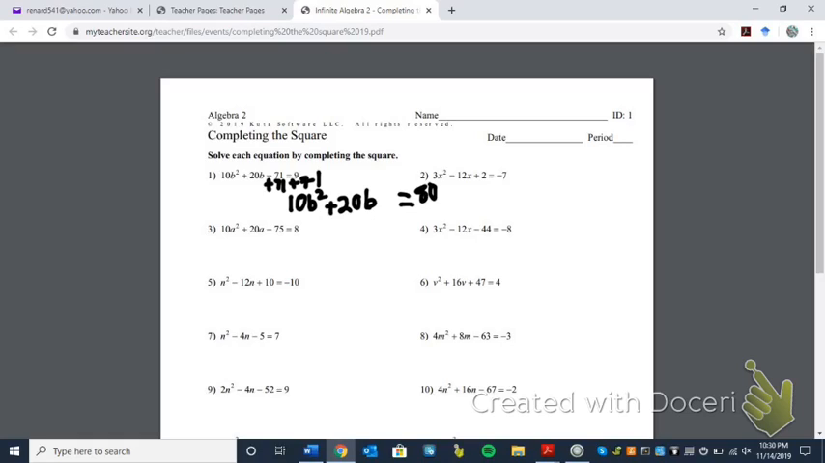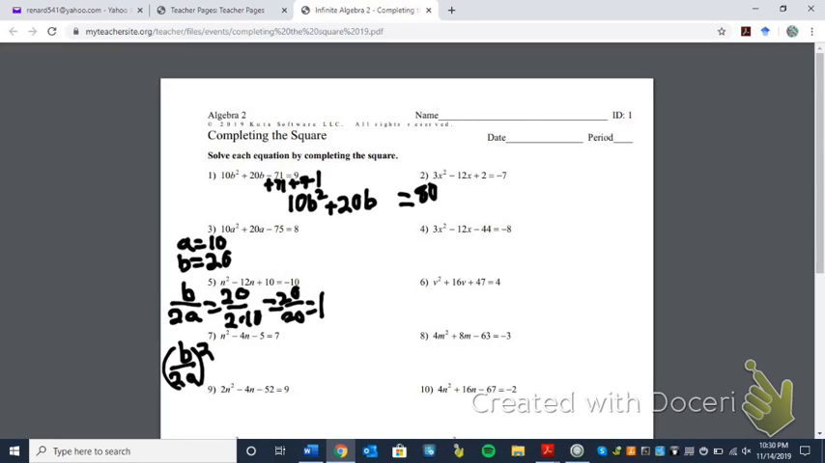So the first thing we want to do now is, we know that a is 10, b is 20, b over 2a is going to be equal to 20 divided by 20, or 1.